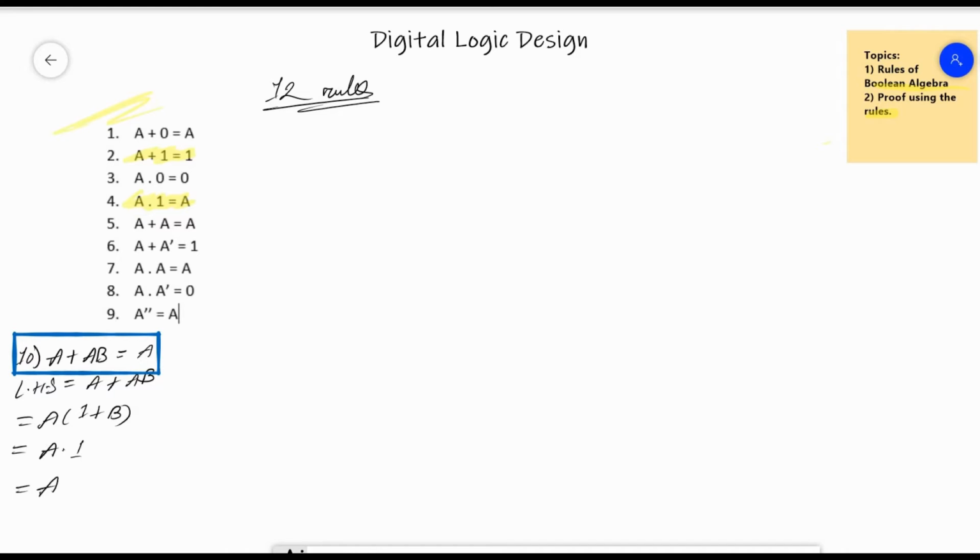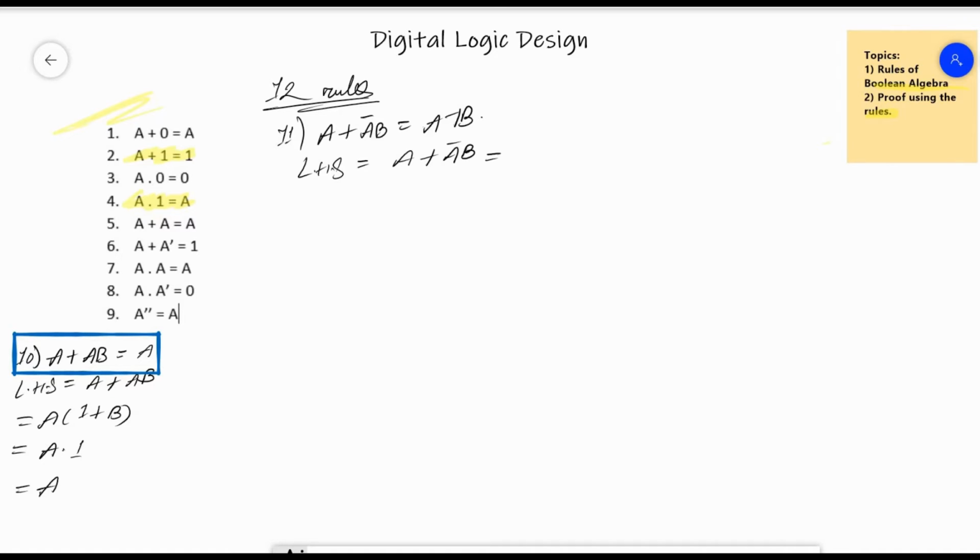Alright, now we will move on to rule number 11. In rule number 11, we are given A plus A bar B is equal to A plus B. Now we'll start to prove it from the left hand side. We have A plus A bar B.